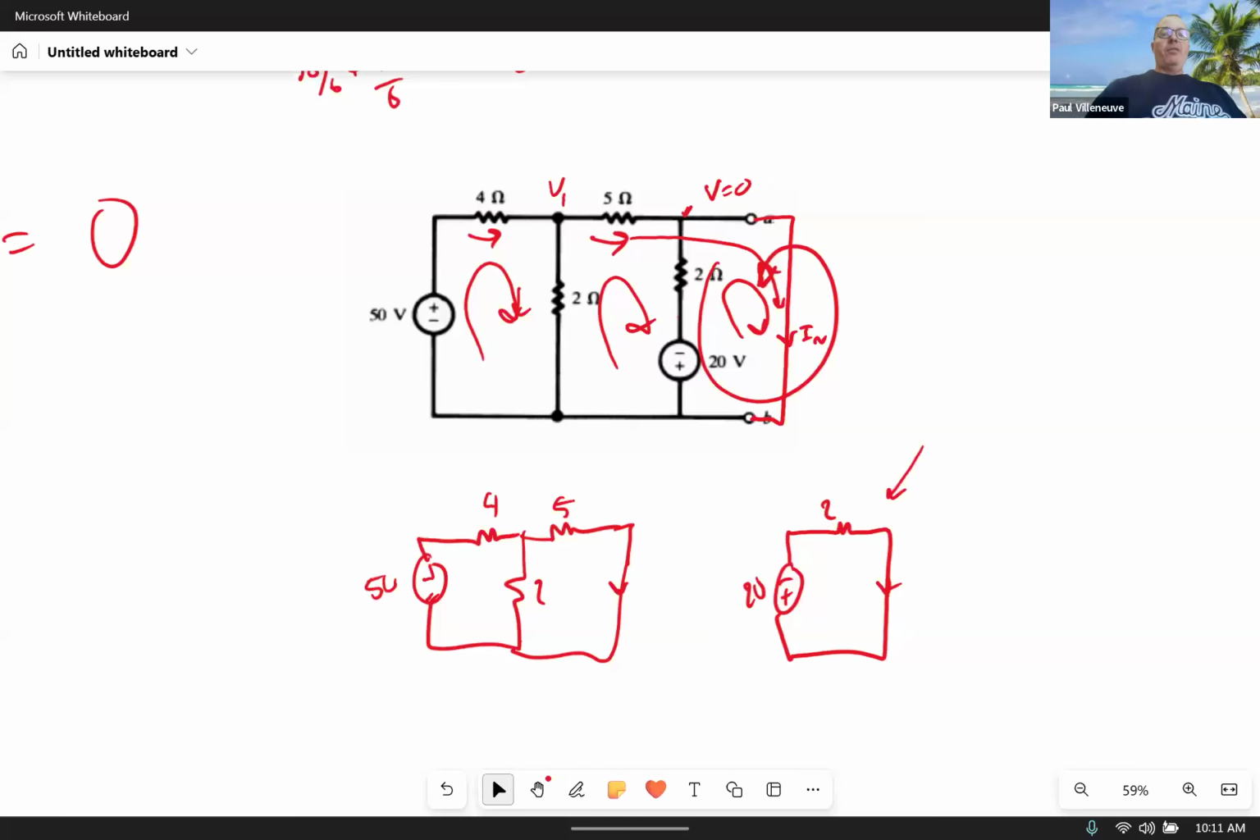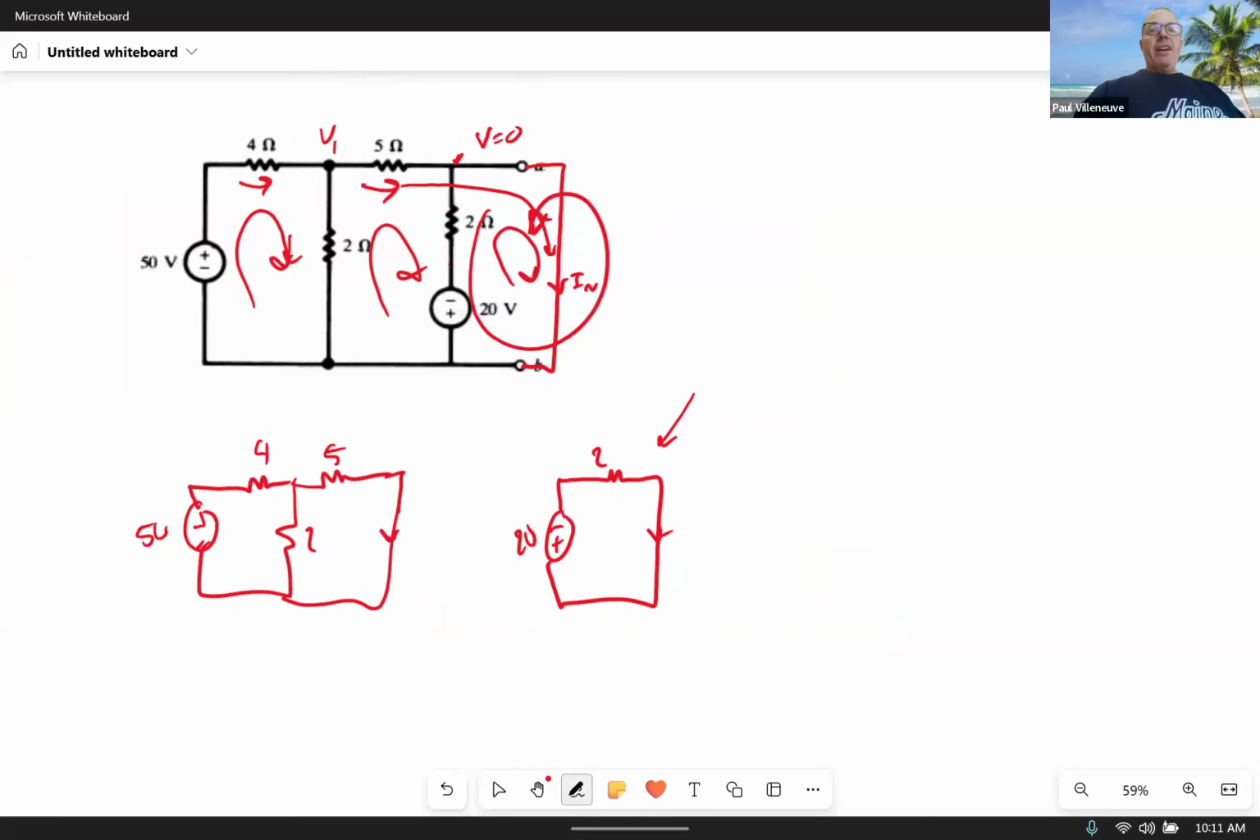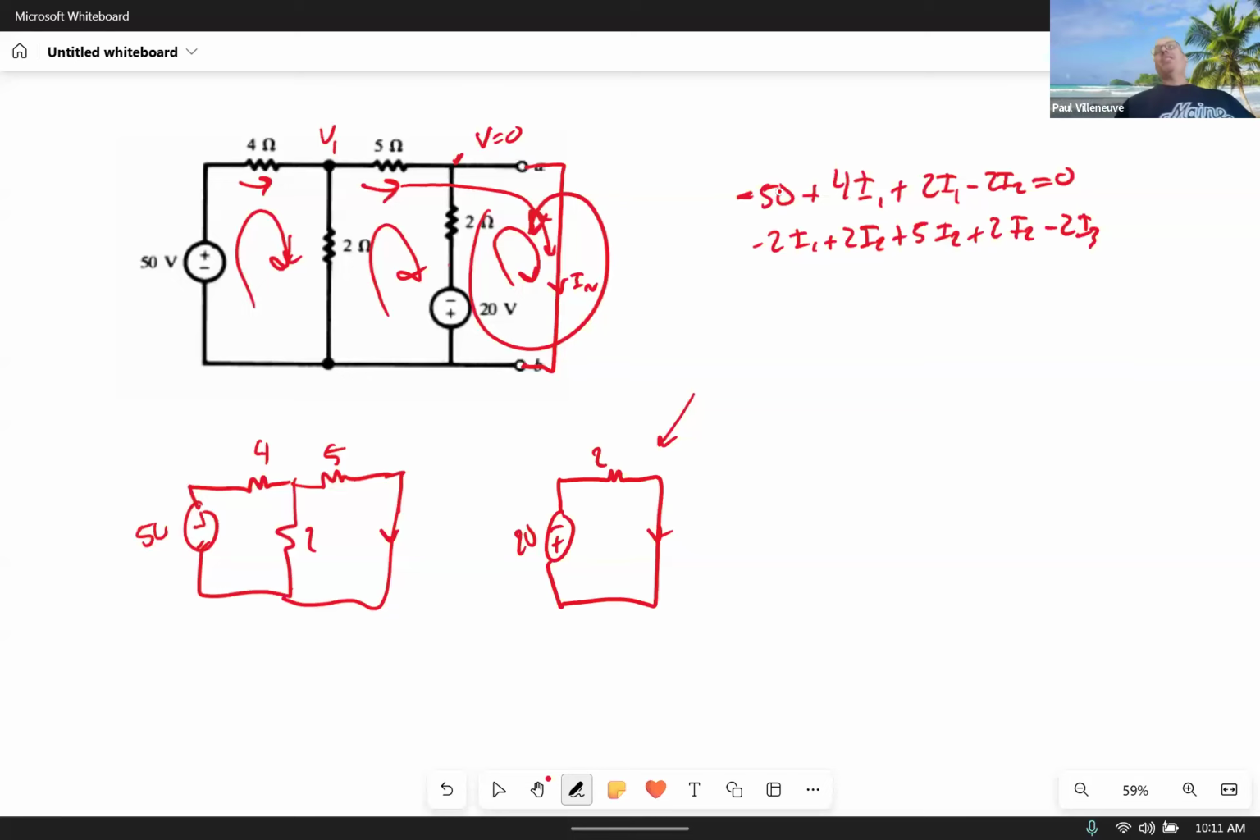So I've got 3 meshes, I'm sorry. I've got -50 plus 4I1 plus 2I1 minus 2I2 equals 0. Next one, I have -2I1 plus 2I2 plus 5I2 plus 2I2 minus 2I3. And this is minus to plus, so in the direction of current, I see that that's an increase in voltage. So that becomes minus 20. That's going to be equal to 0.